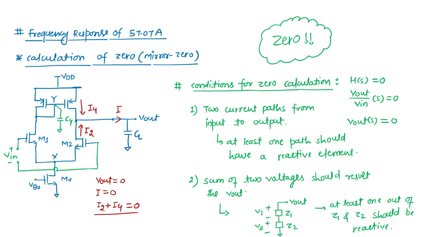This is a very basic condition for the zero calculation. So how is I4 coming? I4 is coming due to the mirroring of the current from this M3. This is our M3, this is our M4. So if the sum of the two currents I2 and I4 is zero, we will get the zero. Okay, no problem. So how will we get this? We have to calculate and see it here.